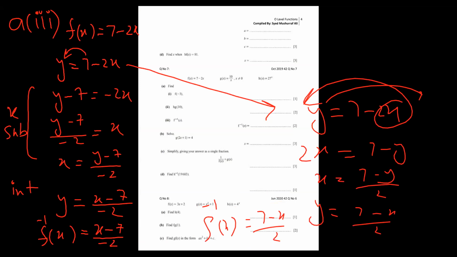Perfectly the same. This is the idea behind it. So, all right, now I'm doing part B. Bismillah ar-Rahman ar-Rahim. Part B, the question is what? g of 2x plus 1 equals 4.